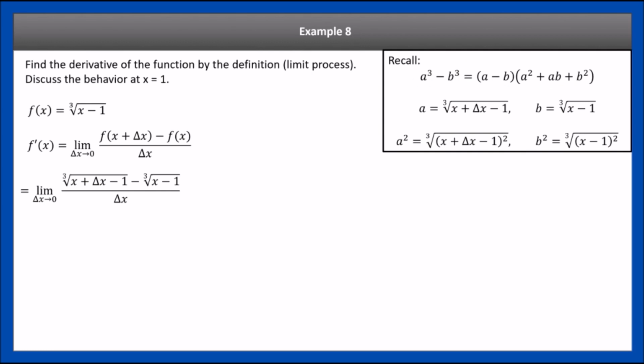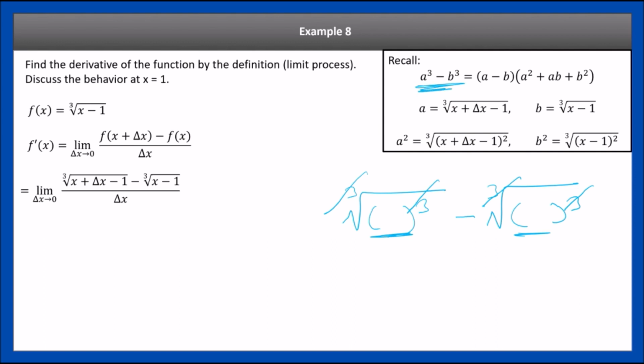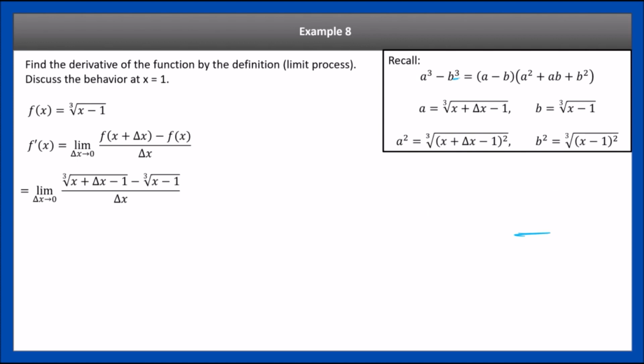Well, we want this to turn into the cube root of something to the third power minus the cube root of something to the third power. That way the cube roots cancel, and that gives us an expression without the cube root. We want each to be something raised to the third power, so that the cube roots cancel. We're trying to get rid of that cube root in the numerator, so we have to use this formula to do it.